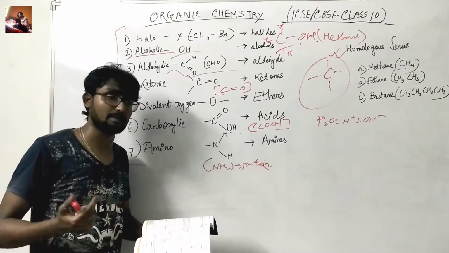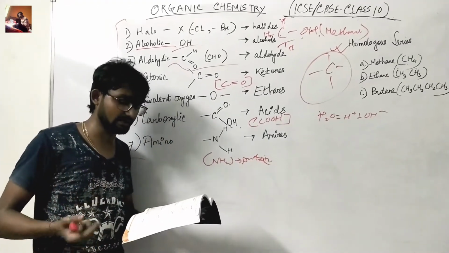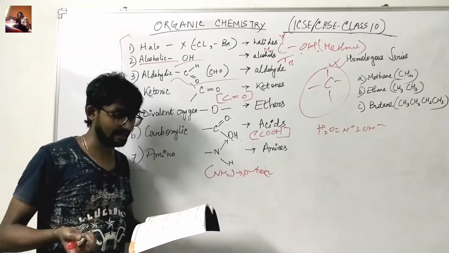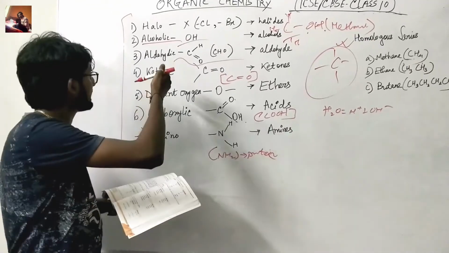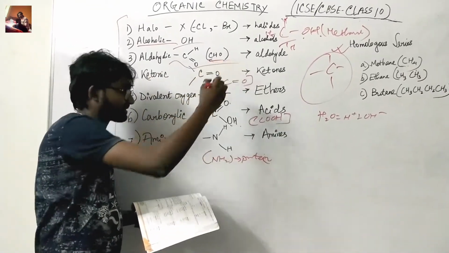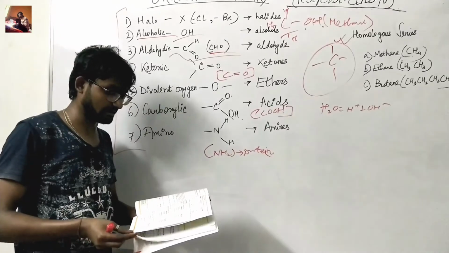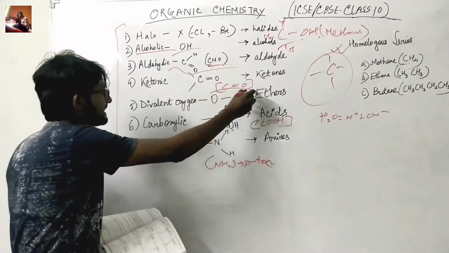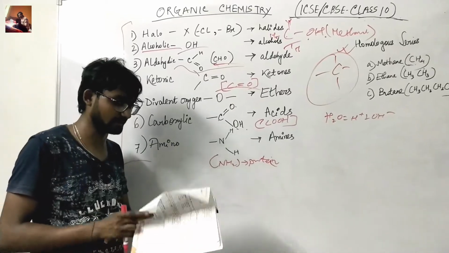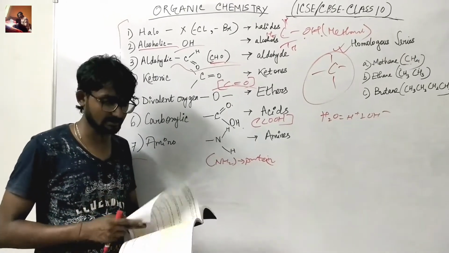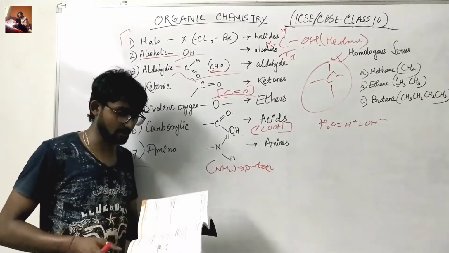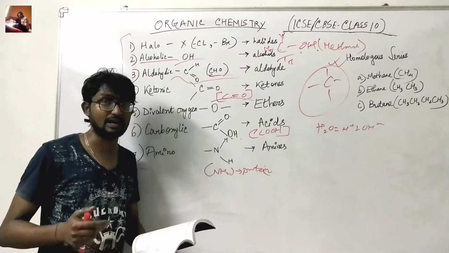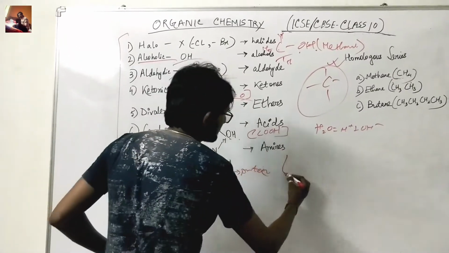You can memorize methanol, ethanol, or methanal, ethanal. These are all the aldehydes, which contain the CHO group. You can also memorize acetone, which has the CO group over here. So you can memorize these things. Next class I'm going to come with the IUPAC nomenclature.